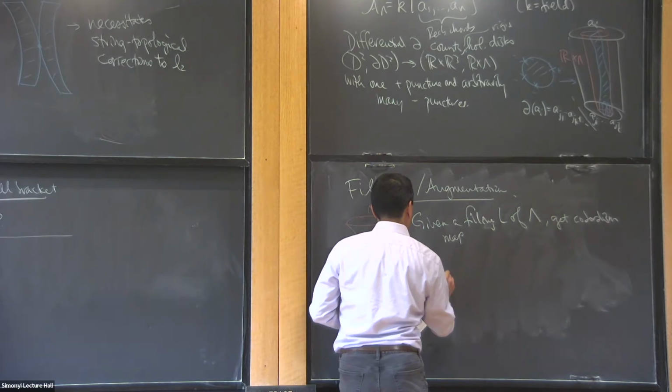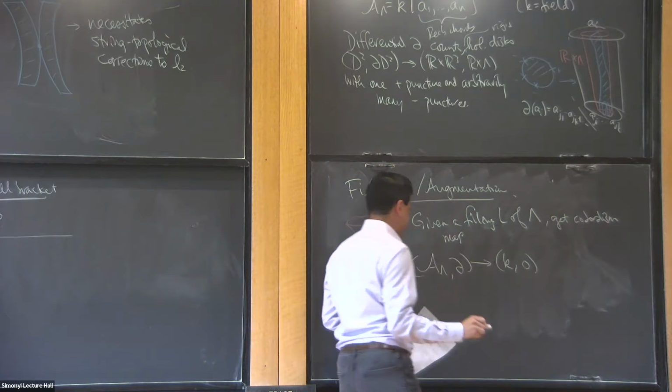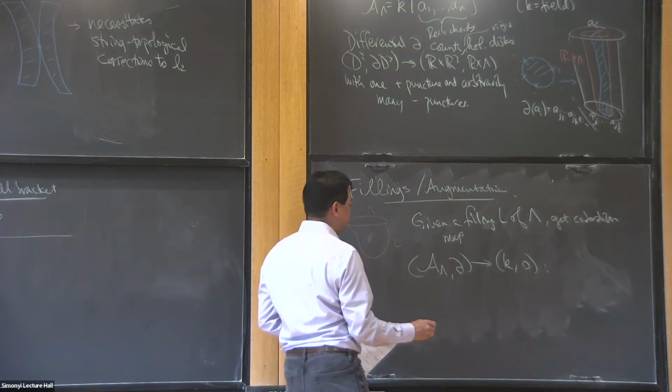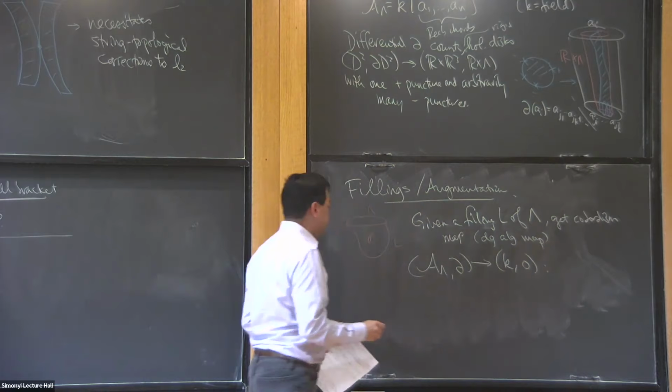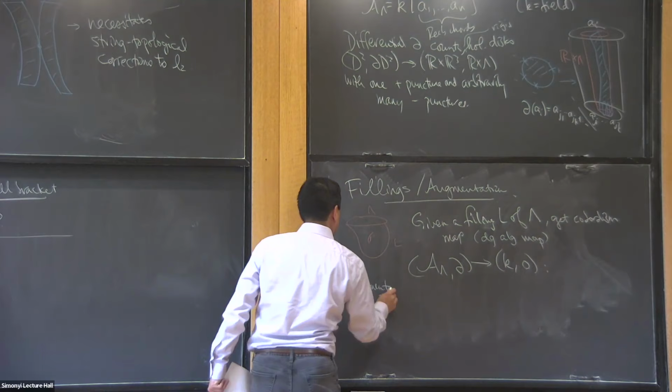From this to the DG algebra of the empty set, which is just the base field with the zero differential on it. And this is a DG algebra map like this, and this has a name. This is usually called an augmentation of A lambda.